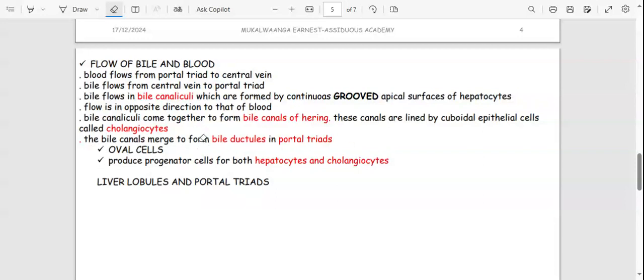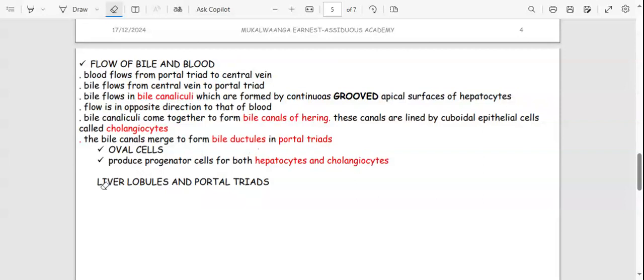So yeah, I've talked about that one. The other cell, which is not mostly talked about, is this one here, the oval cells. These cells are progenitor cells which produce both hepatocytes and the cholangiocytes. That is all you have to know about the oval cells, but they may have other functions. If you're interested, you can go and look up these cells and get more information from there.